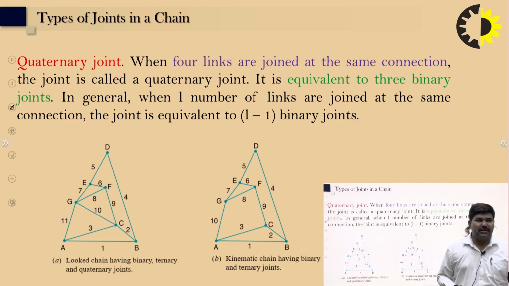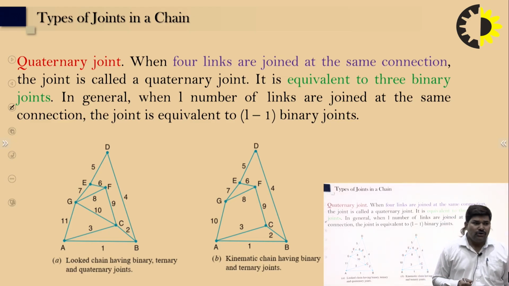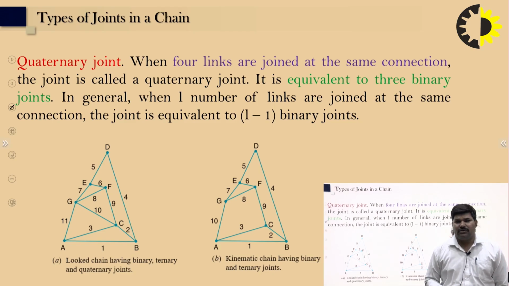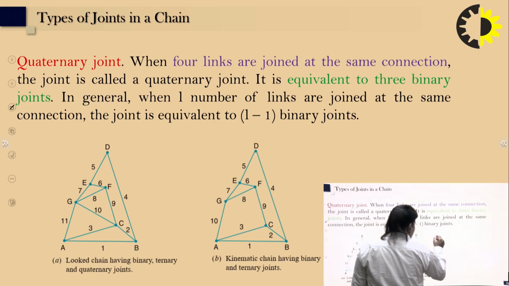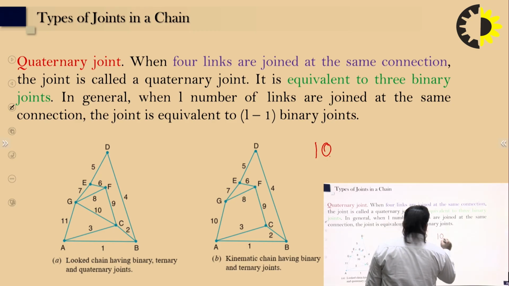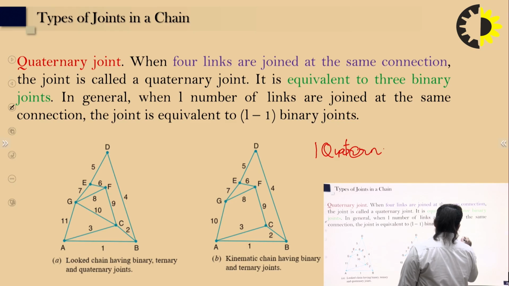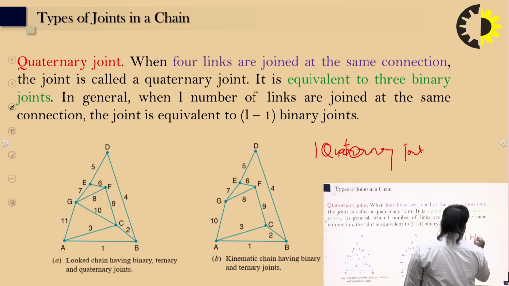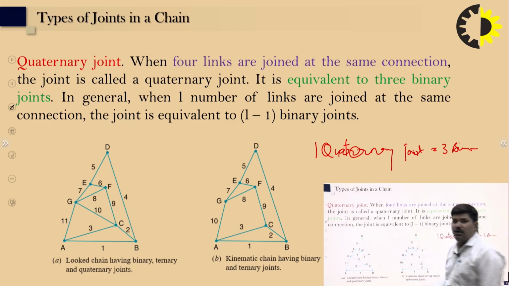Now the next point: the quaternary joint. When 4 links are joined at the same connection, the joint is called a quaternary joint, and one quaternary joint equals 3 binary joints. Always use this.